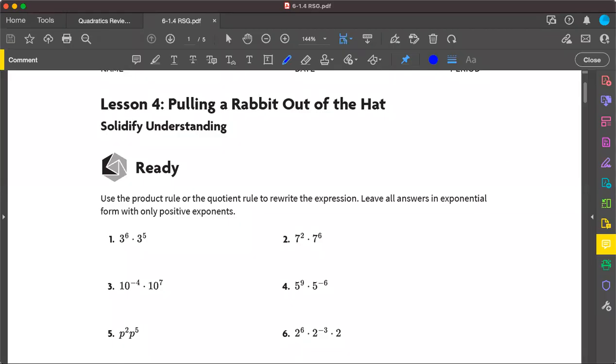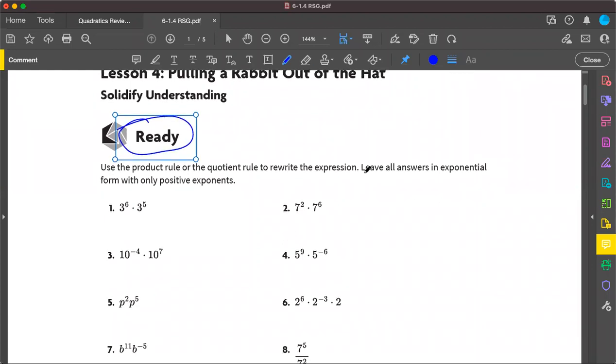Math is so easy. It's just math. Lesson 4, pulling a rabbit out of a hat. I hope that was a cool lab for you. We're going to look at the ready, a little bit of the set, a little bit of the go. Hope you're having a great day.